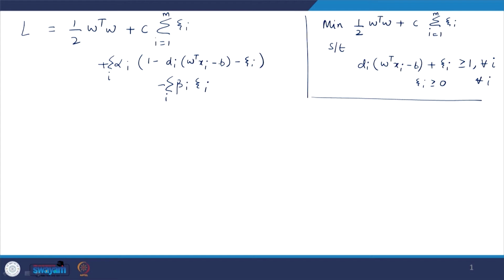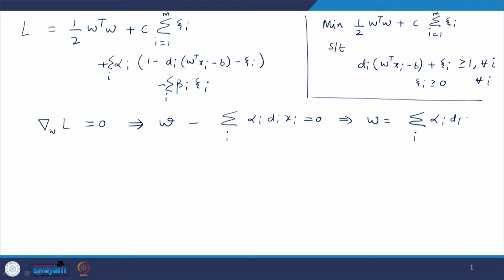So, we will write the KKT conditions. We first take the gradient of L with respect to W equal to 0. What does this give? It is W; from the other terms we get no term of W, so it is 0. So, we will get W minus summation over I alpha I di xi equal to 0. This implies W equals summation over I alpha I di xi, since we are differentiating with respect to W. So, this is the first KKT condition.